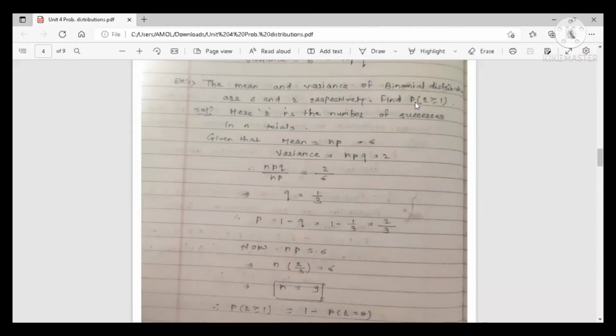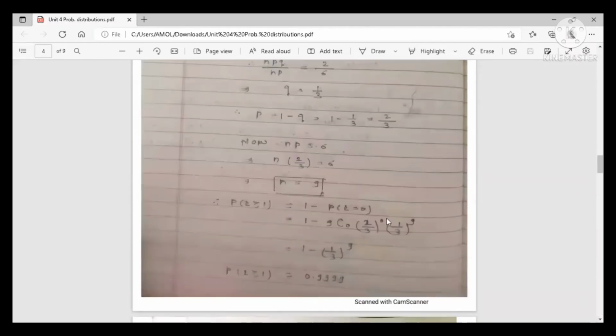Now we want probability of r greater than or equal to 1. Probability of r greater than or equal to 1 means you start from 1 up to which number? Up to number of trials. Now here number of trials are 9. 9 means you start from 1 and you stop at 9. Your answer is here, probability of r greater than or equal to 1 is equal to probability of r is equal to 1 plus probability of r is equal to 2 plus probability of r is equal to 3 and so on up to probability of r is equal to 9.